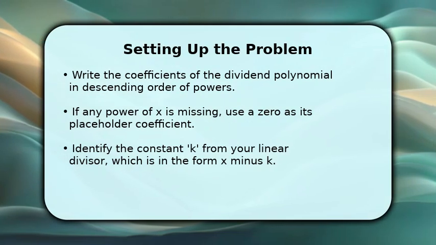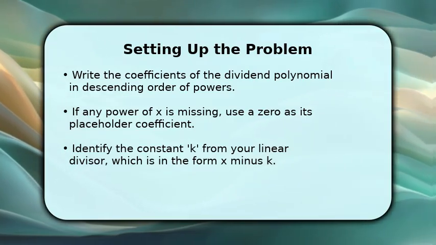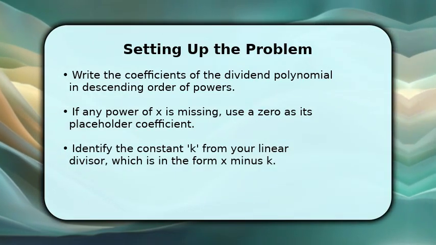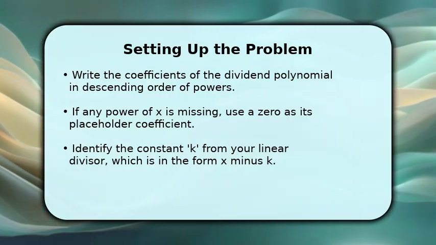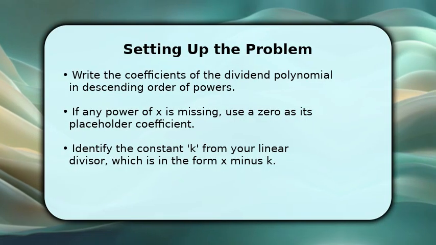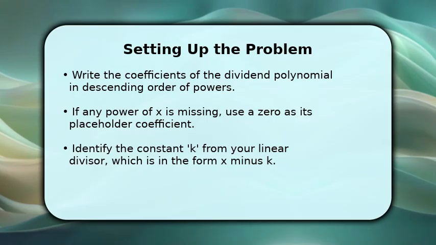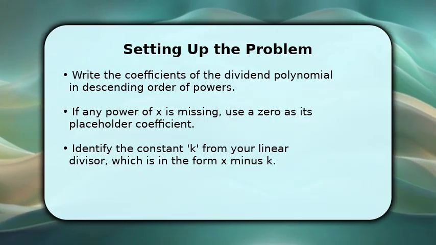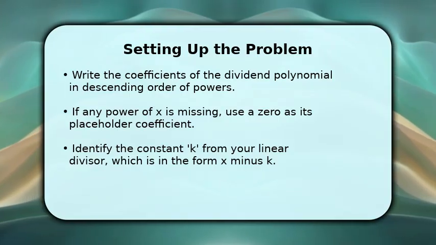To begin, first arrange the coefficients of your polynomial in descending order of their powers. It is crucial to include a 0 for any missing terms. For example, if you have x cubed plus 5, you would write 1, 0, 0, 5. Next, identify the value of k from your divisor. If your divisor is x minus 3, then k is 3.